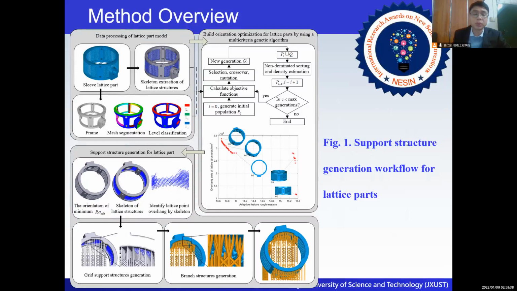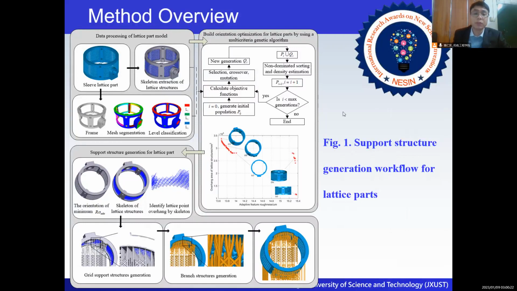Fig 1 shows the workflow of support structure generation for lattice parts. First, we use a multi-criteria genetic algorithm proposed by Huang et al. to obtain a Pareto optimal set of the lattice part build orientation. Then choose a build orientation in the optimal solution set according to the user requirements.